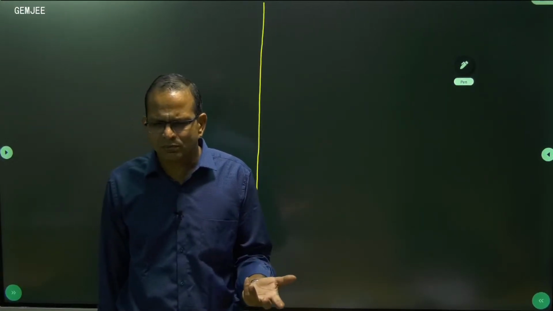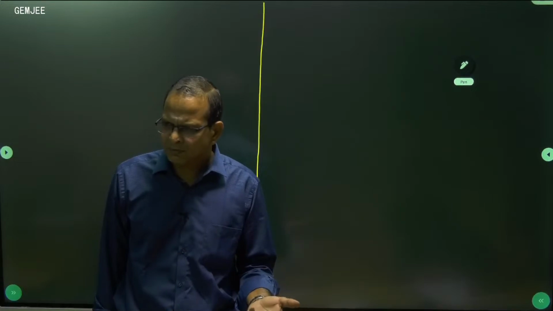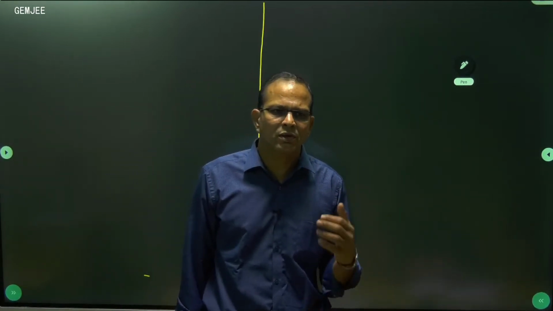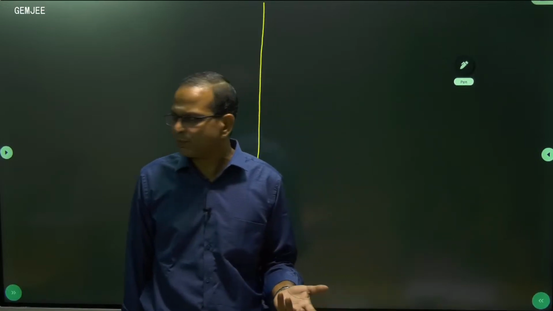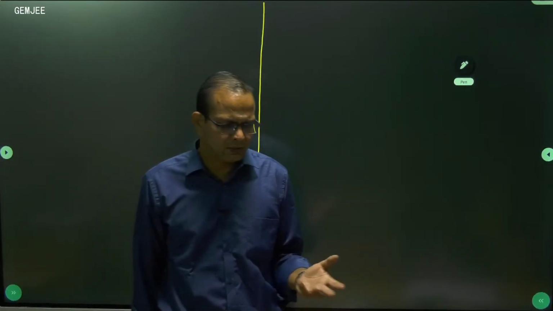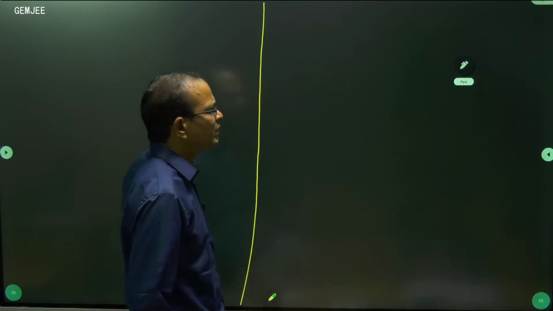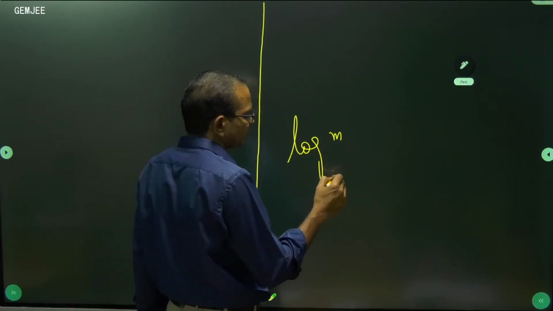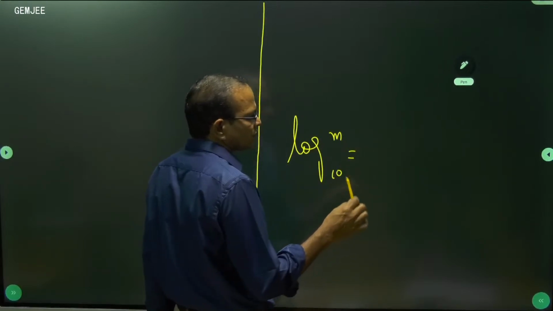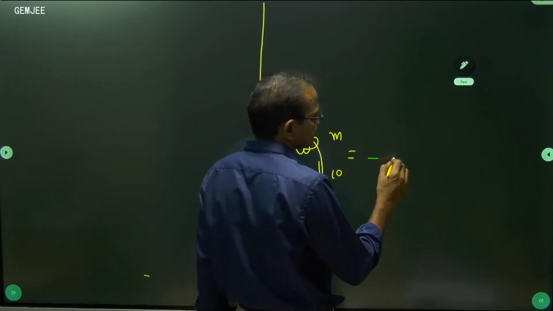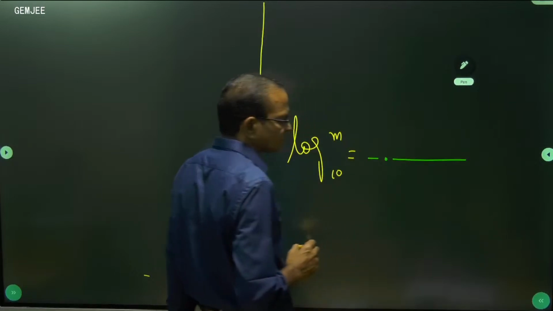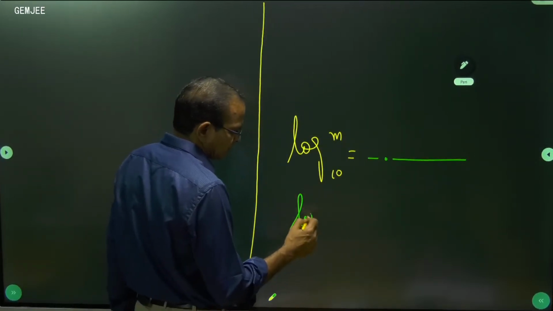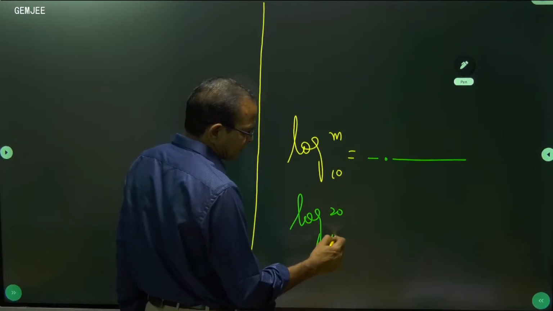10 square is 100, so the log of 100 is 2. So simple it is. That's the reason why it's called common logarithm. Everybody can use it, therefore people call it common logarithm. Shall we start? So, log of m to the base 10 always consists of 2 parts. Say for example, log of 20 to the base 10.